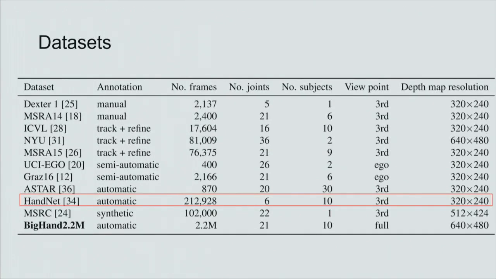Sure, we can try to synthesize hand images to get a larger data set, like MSRC's synthetic data set. But the synthetic images appear quite different from the real images, and it is also not easy to design very natural poses. Before BigHand, the largest real data set was HandNet, but they only label 6 joints. So these two factors motivate us to design an automatic labeling system with 4 hand pose sensors as annotation.